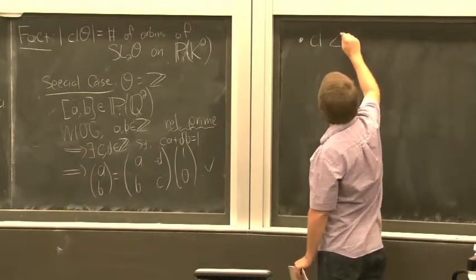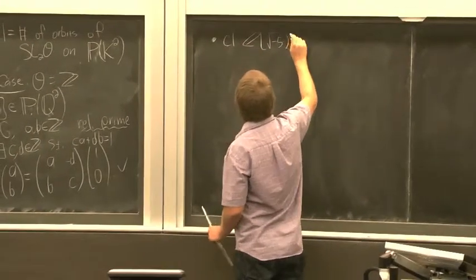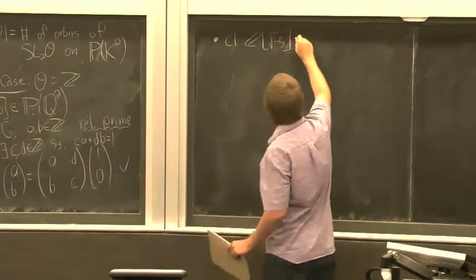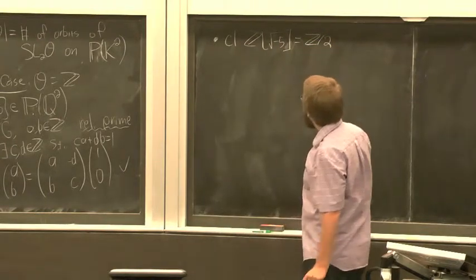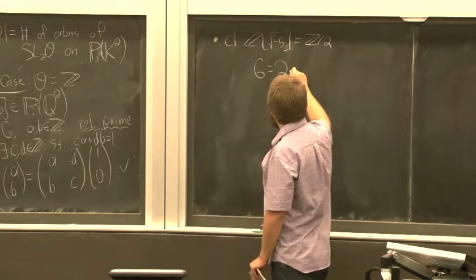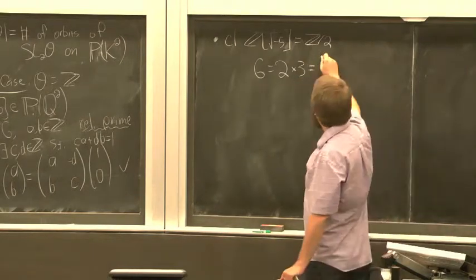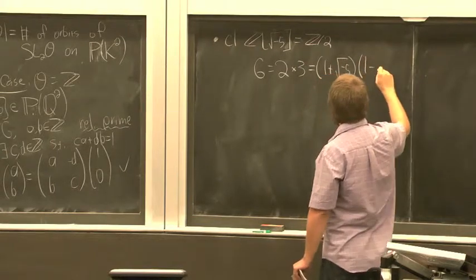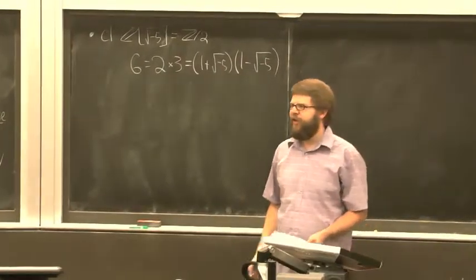Take the easiest one that's non-trivial: Z adjoin the square root of -5. And so what's the failure of unique factorization? Well, here we have 6. That's equal to 2 times 3, but that's also equal to 1 plus the square root of -5 times 1 minus the square root of -5. And these are two essentially different factorizations of 6.